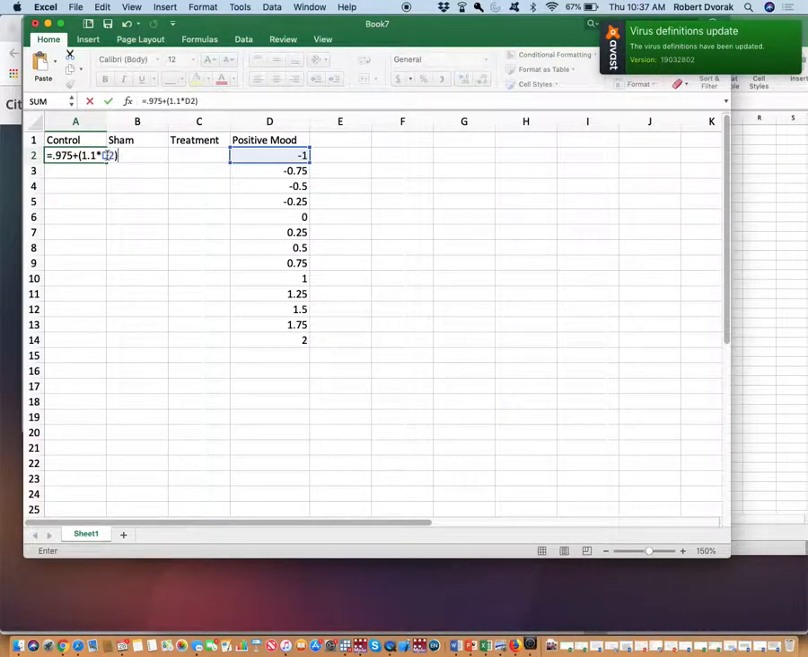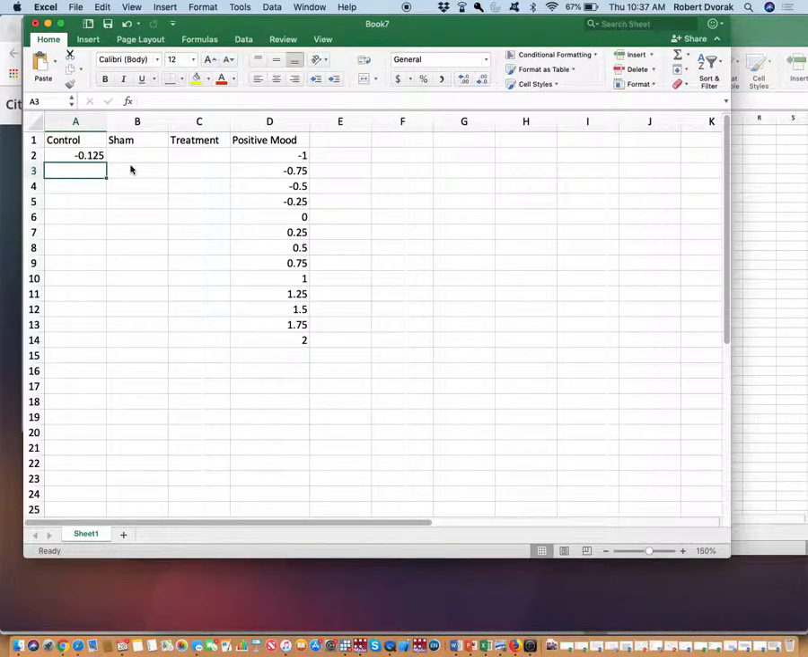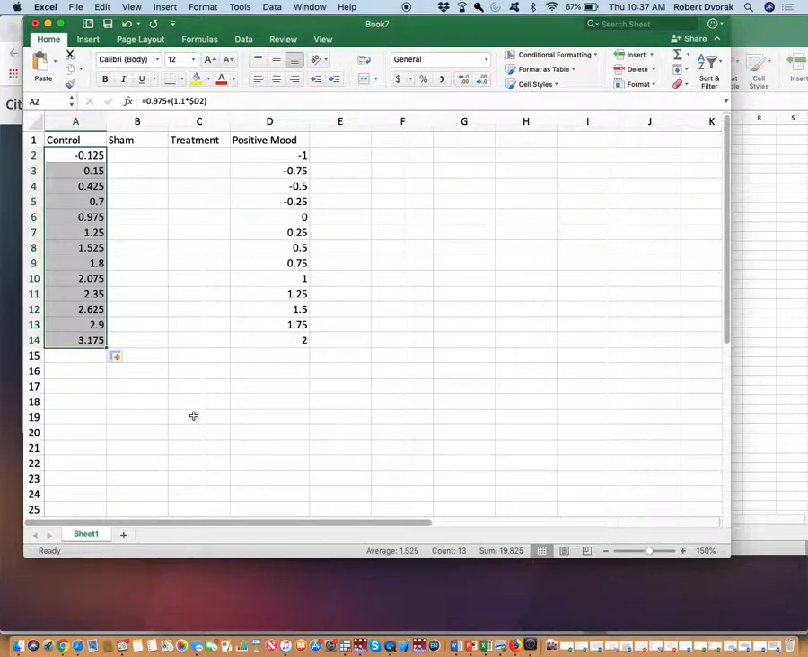Let's click in positive mood. Let's come back to positive mood here, and let's put a $ sign right in front of the D. Why do we put it in front of the D and nowhere else? It locks column D. It locks column D, and then we can grab it, pull it down, and that is going to be our line for our control group.